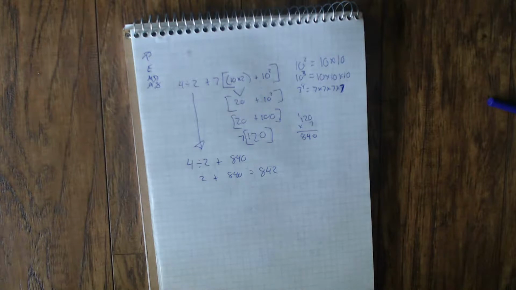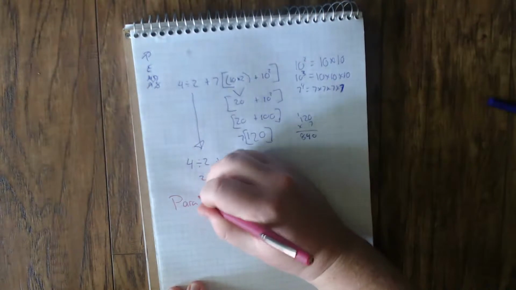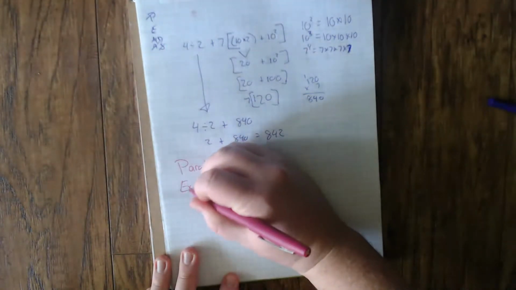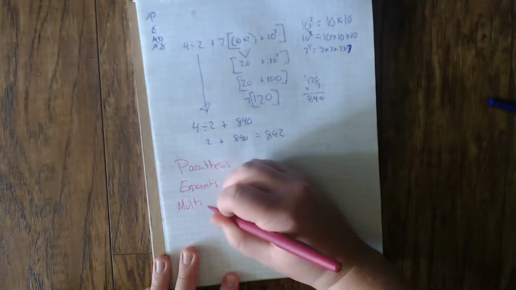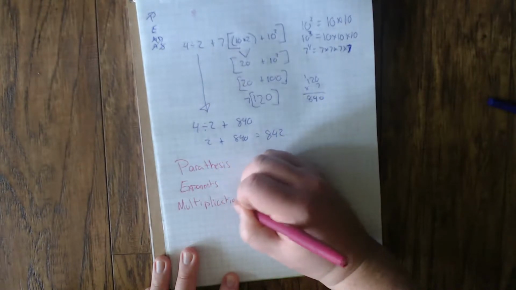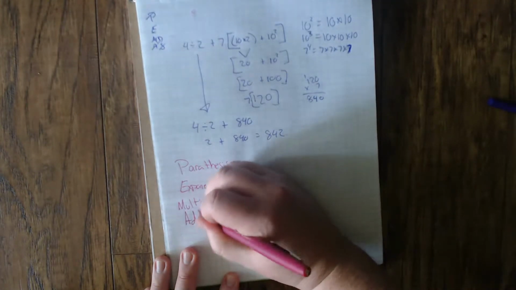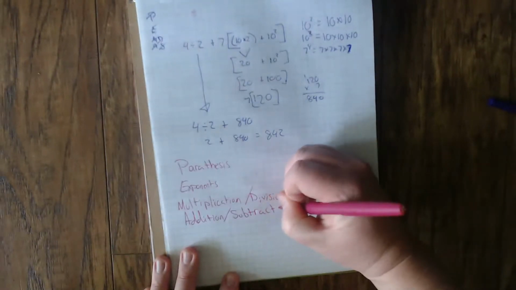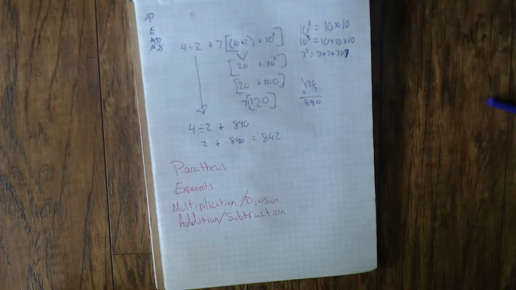So just to go over for review, we have parentheses. We have exponents. We have multiplication and division. And then we have addition and subtraction. And as long as you do the problems in this order, I promise, as long as you take your time, you will get the correct answer.